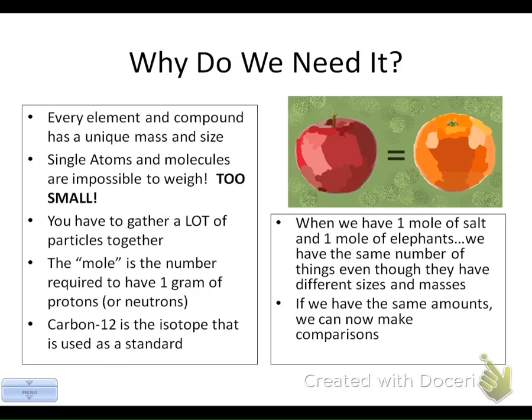Now once you have things in moles, you can make these comparisons, and now you're comparing apples to apples instead of apples to oranges. Like, for example, when you have 1 mole of salt and 1 mole of elephants, well, they are vastly different things, but now you can at least compare the sizes because you are comparing the same number of things.